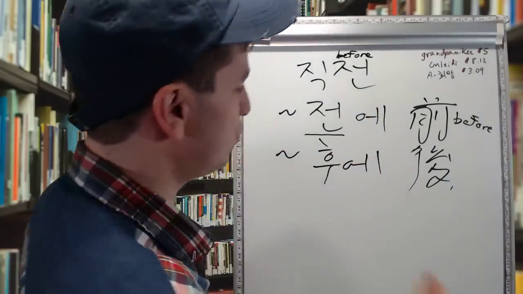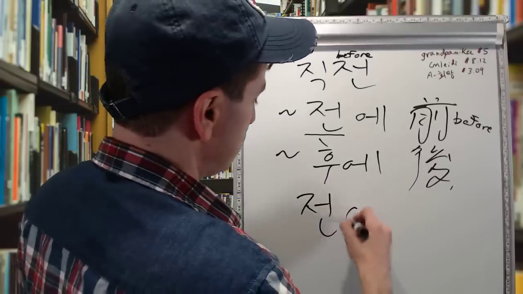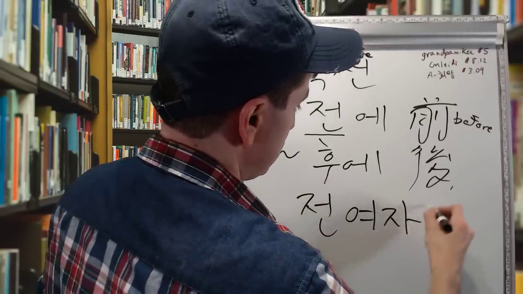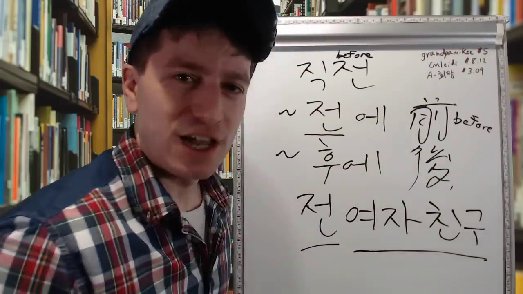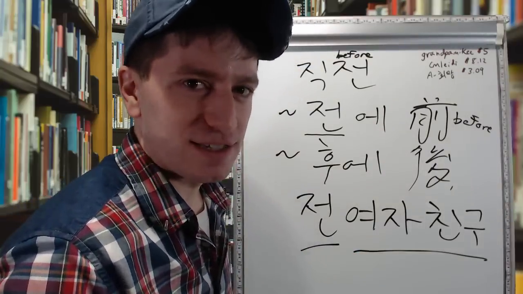Now, if I give you a new word, so here's the word 여자친구 with 전 attached. What do you guys think 전 여자친구 means?